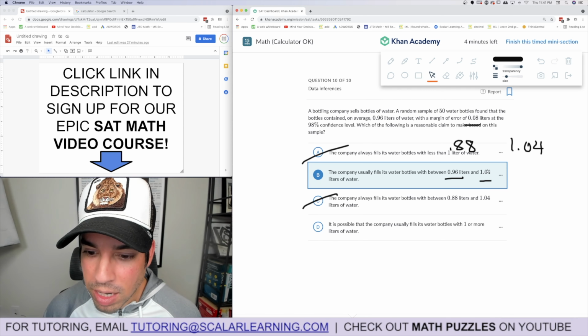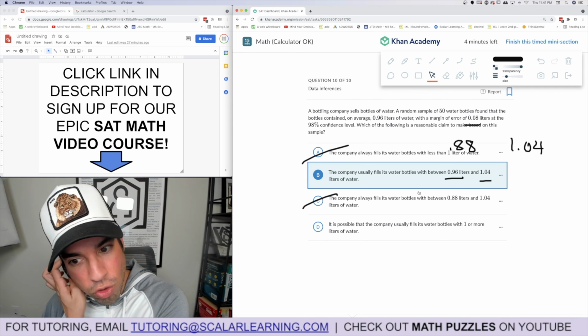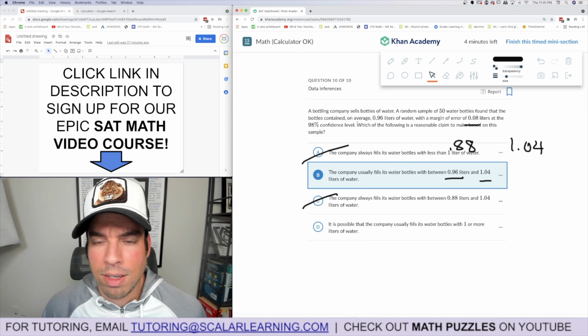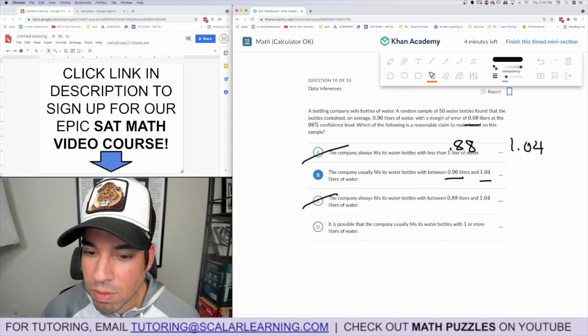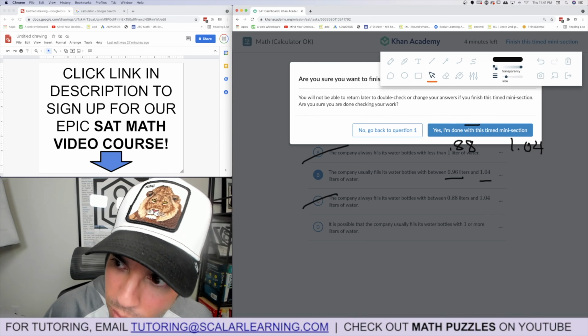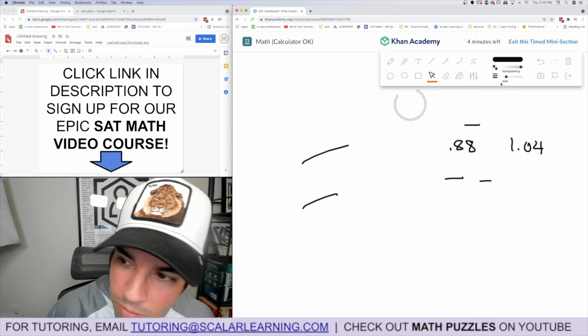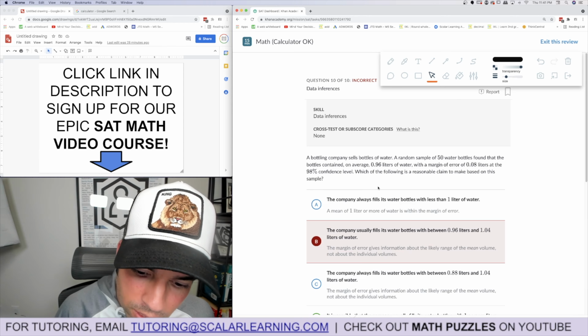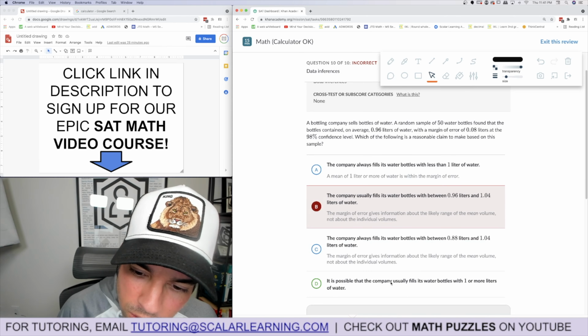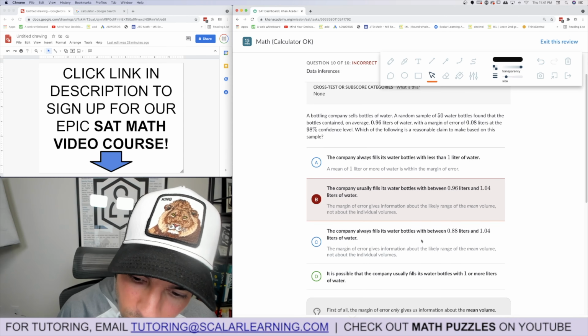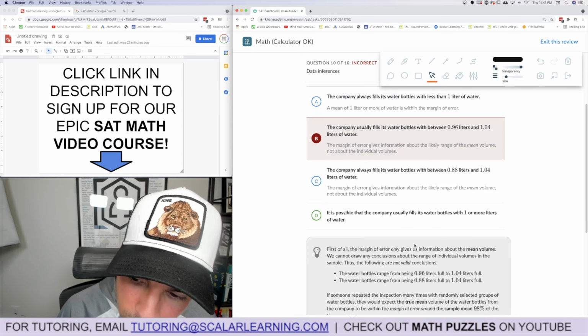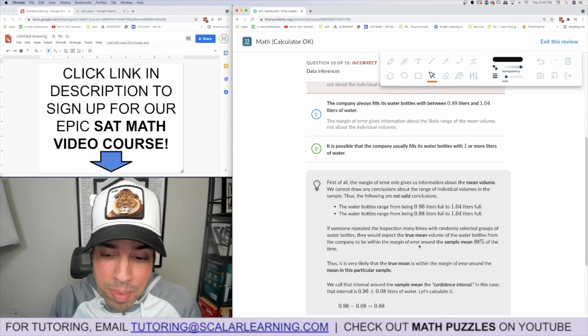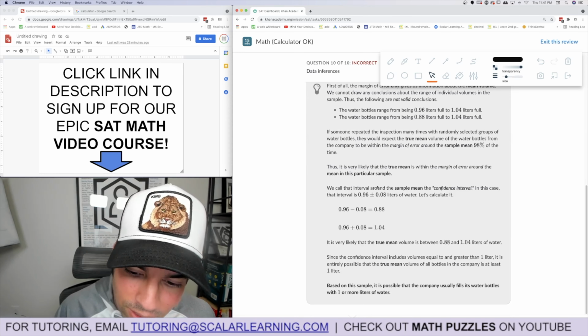I wish they said 0.88 to that, and then always is too strong, right? Because it's a 98% confidence level. So, all right, let's see what we got here. Ooh, that last one. Dang. What did they say? The company usually fills its water bottles. So it's possible the company usually fills its bottles with 1 or more liters. I mean, I guess it's ridiculous.